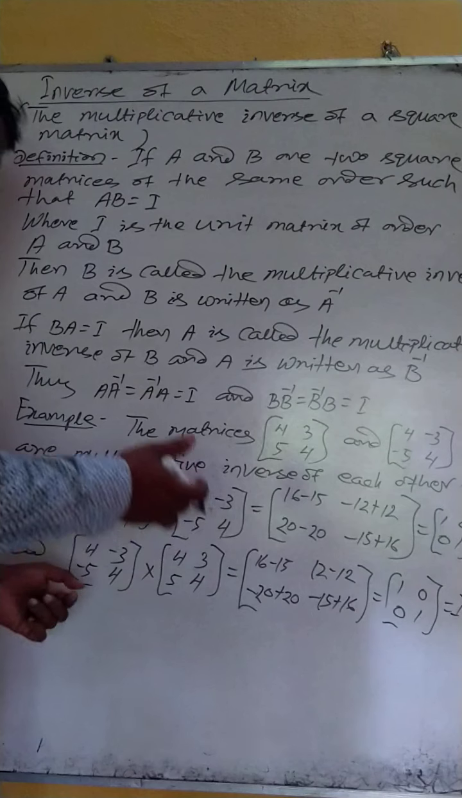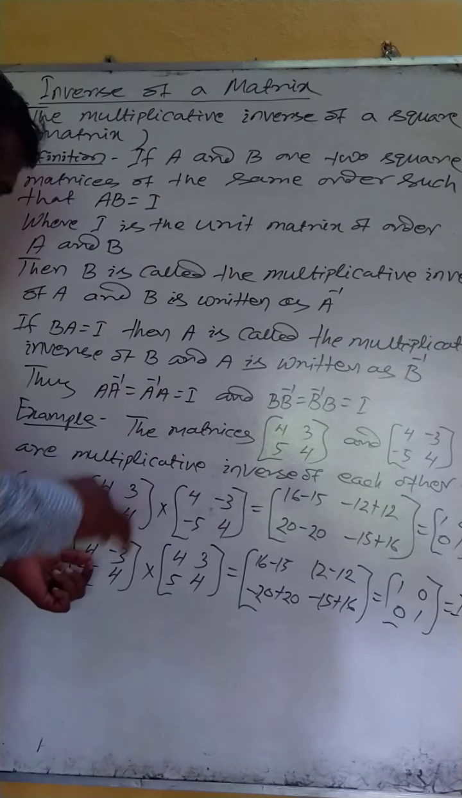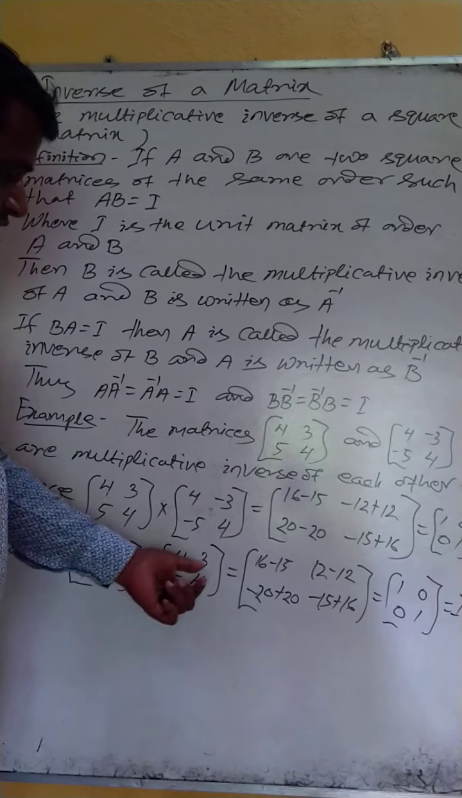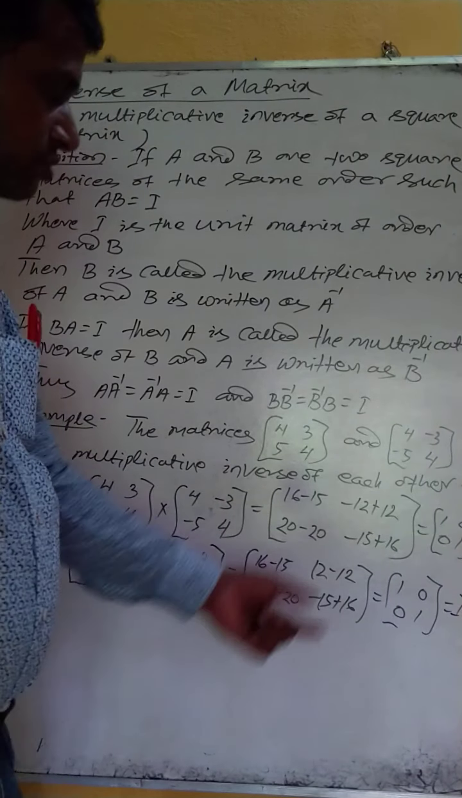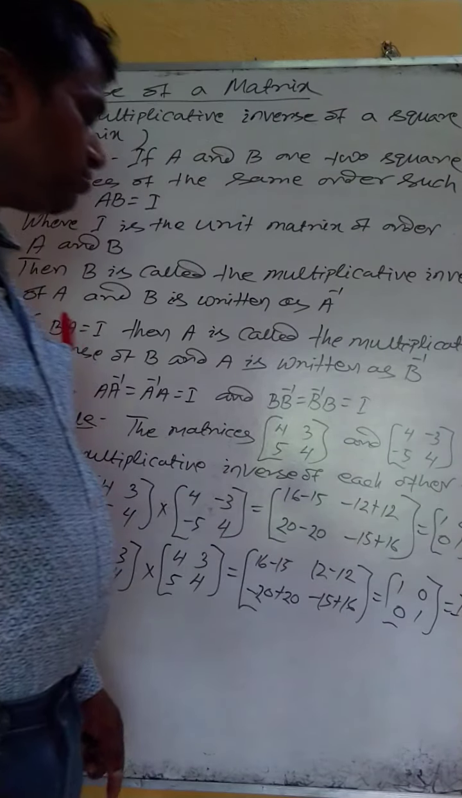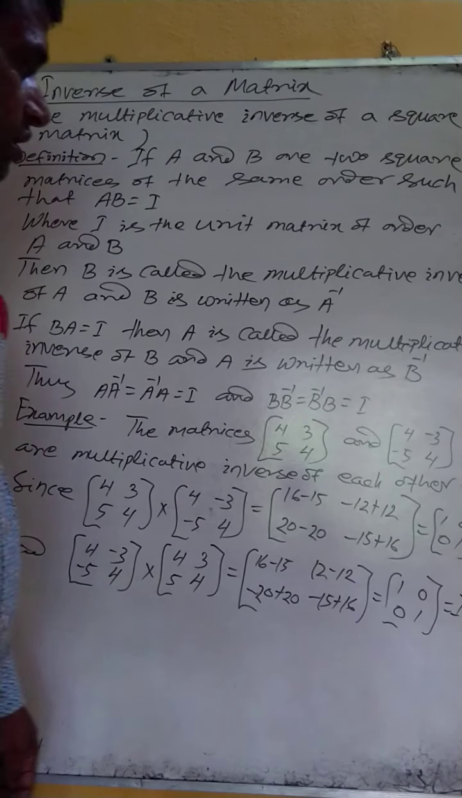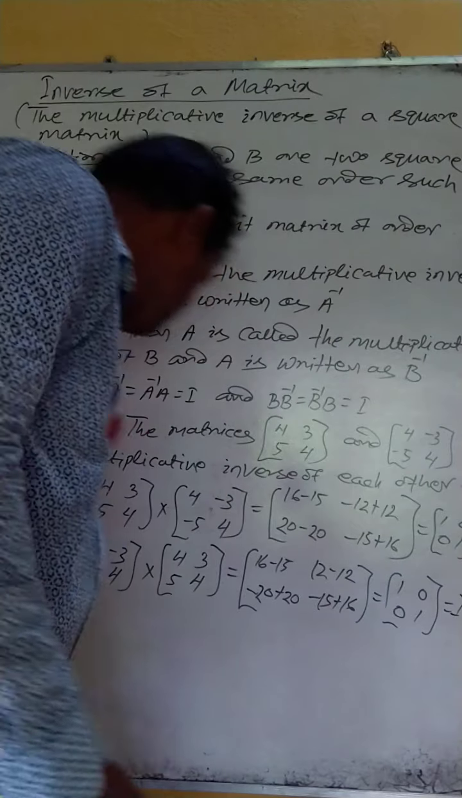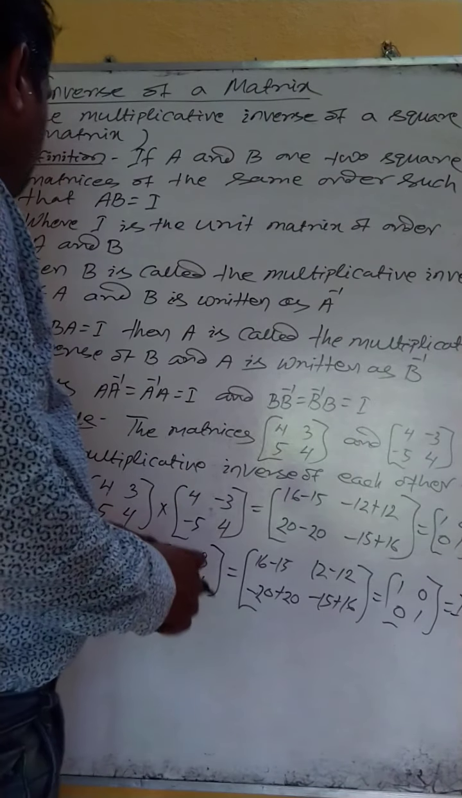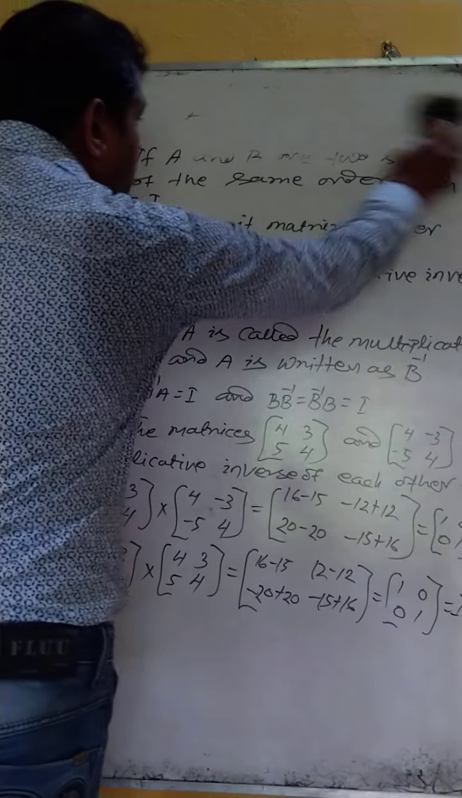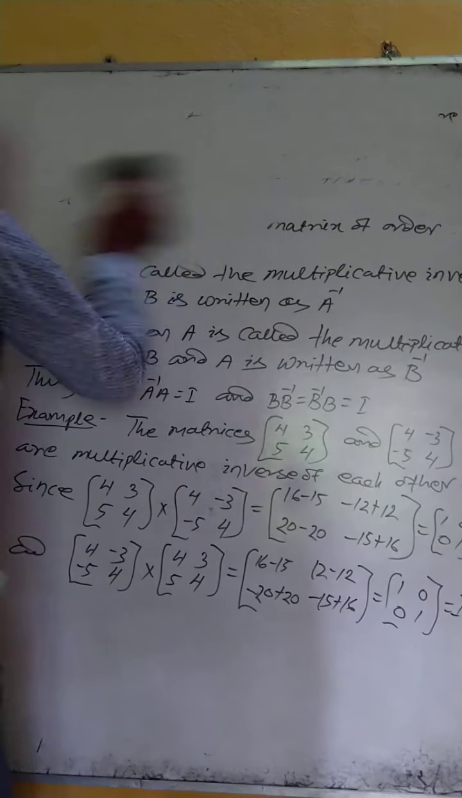Similarly, if we reverse it, [4, -3; -5, 4] into [4, 3; 5, 4], then we also have the unit matrix [1, 0; 0, 1]. So [4, 3; 5, 4] and [4, -3; -5, 4] are multiplicative inverse of each other. Now we take some notes.